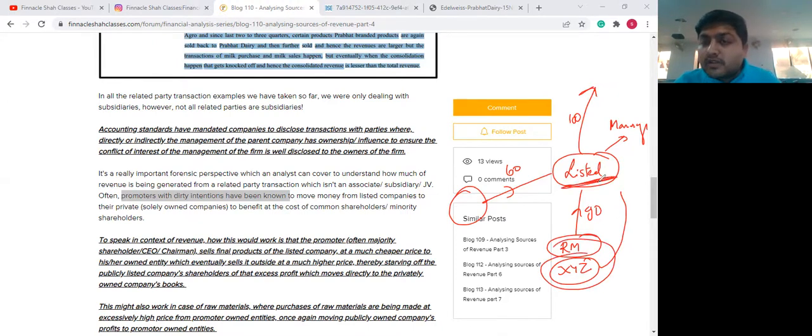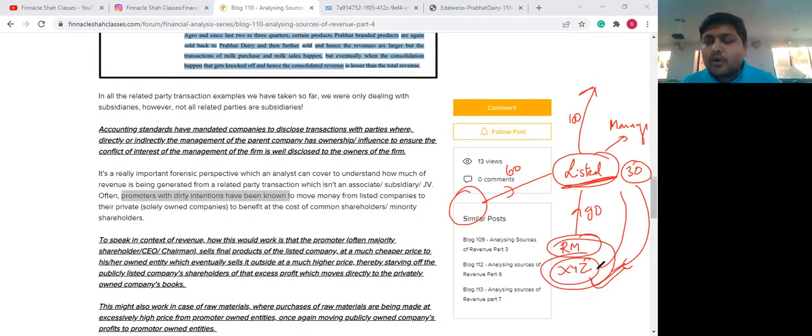The shareholders of this listed company are losing out on a profit of 30 rupees, which completely goes into the pockets of the management of the listed company, who is secretly, or rather privately, owning this company 100%. By selling the raw materials, which ideally should have been sold at 60 rupees, at 90 rupees to the listed company at exorbitantly high prices, they are essentially robbing the shareholders of their wealth. So these kinds of dirty tricks have been played in the past.